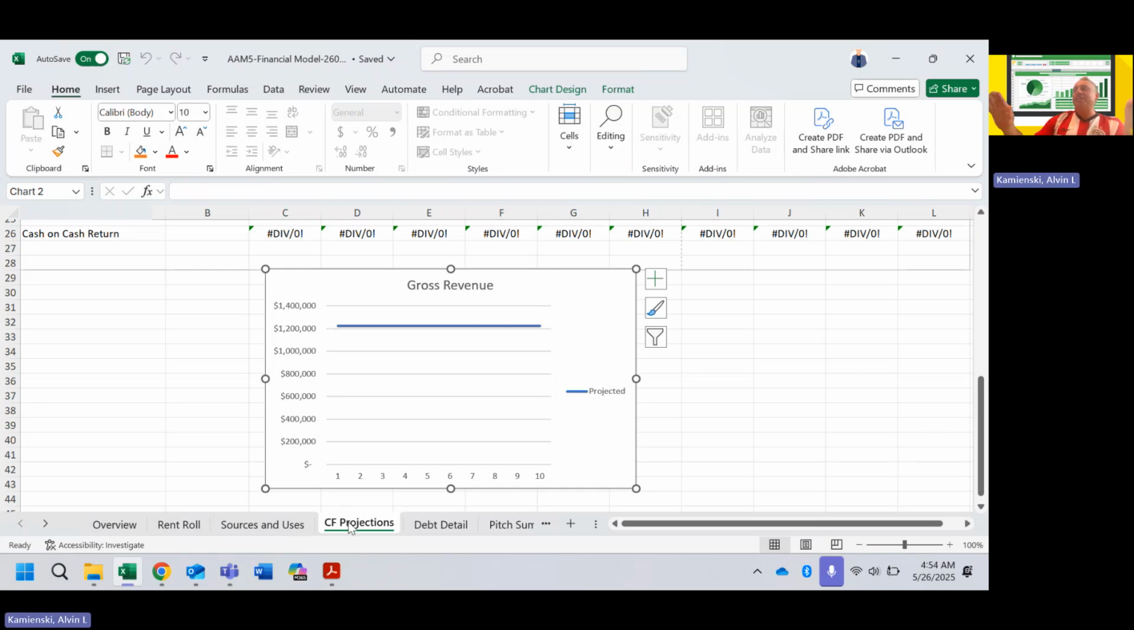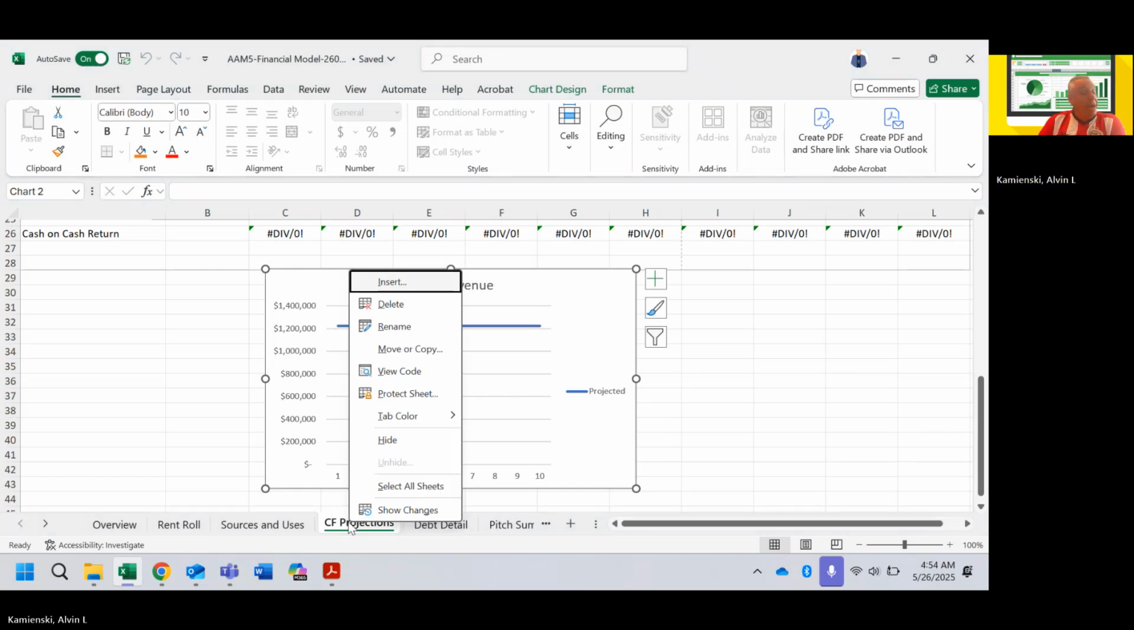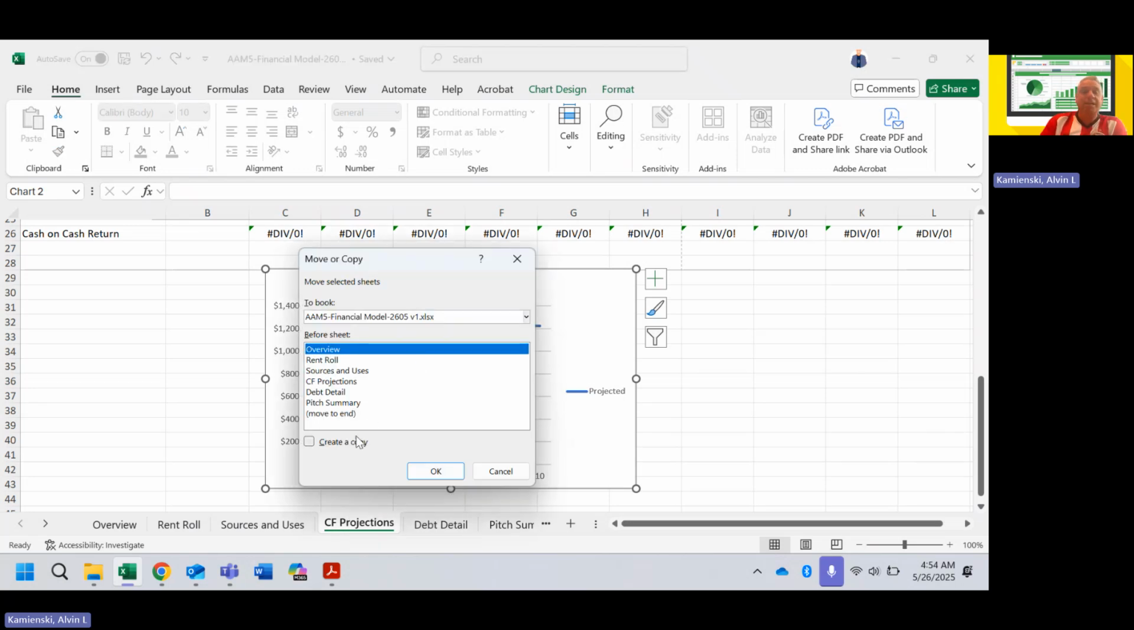Forget everything I said for the last 8 minutes. Start at cash flow projections. Right mouse click on the name cash flow projections, move or copy, create a copy of cash flow projections, and put it on top of your debt detail.